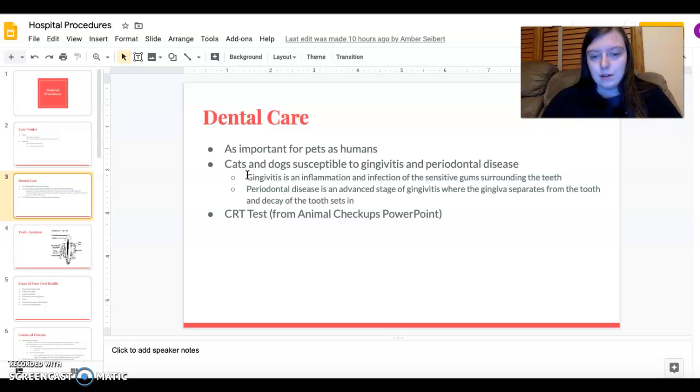Periodontal disease is an advanced stage of gingivitis where the gingiva separates from the tooth and decay of the tooth sets in. So that's when they really start to go bad. The CRT test is a way that you can test for the health of the gums in your pets, and that was shared in the animal checkups PowerPoint, where you push on the gums and see how fast they come back to pink. So that can be something you guys can do on yourself and kind of see what that looks like too. It'll work the same way as what it would for an animal.